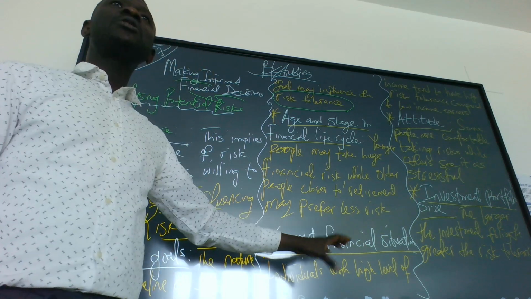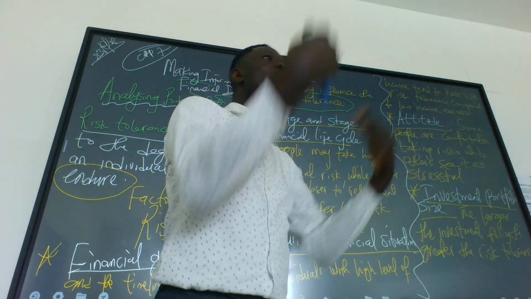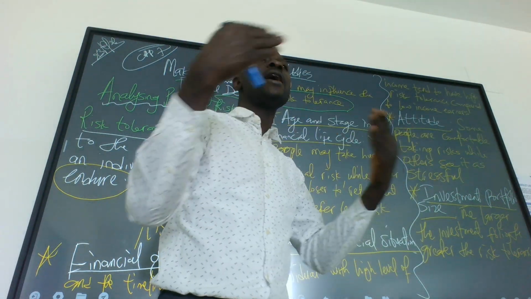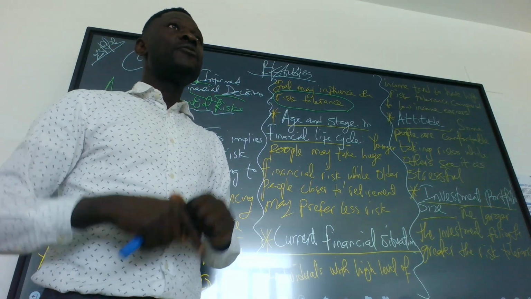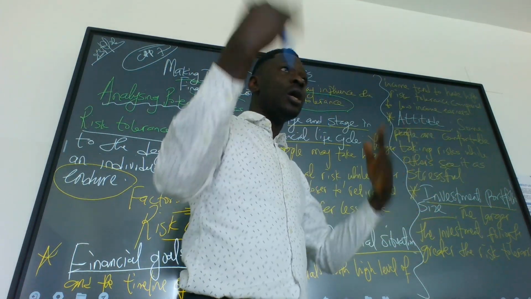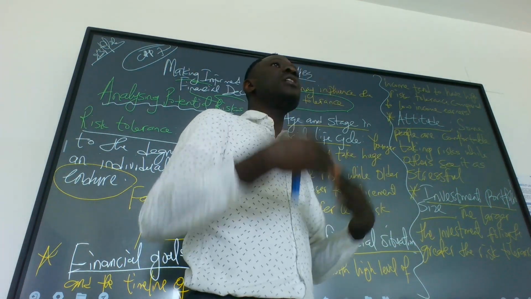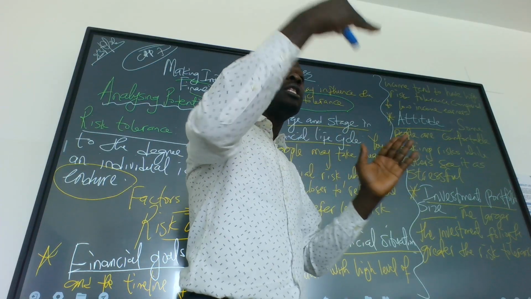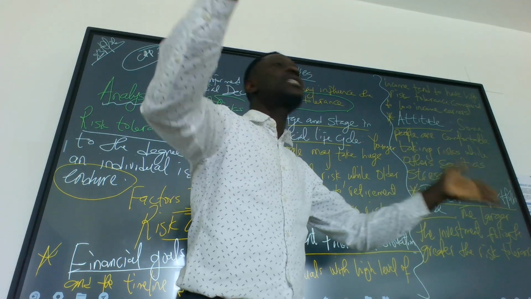For your current financial situation, we're simply talking about how much money you have now. Are you a low income earner or a high income earner? If you are a high income earner, it simply means you earn more. A low income earner earns less. So the higher your income, the higher the risk tolerance you have.